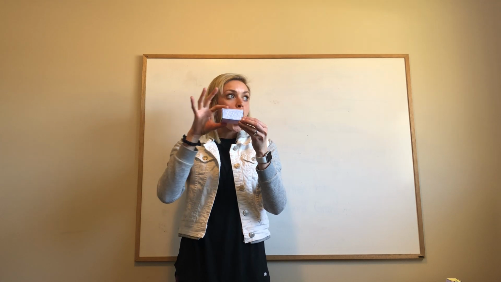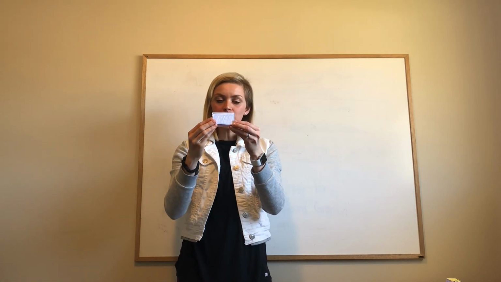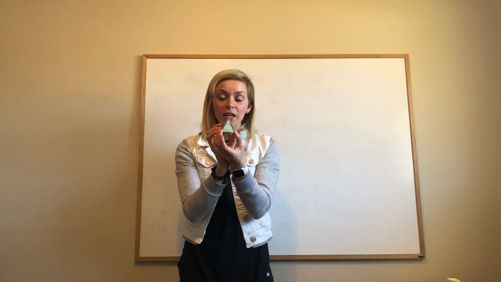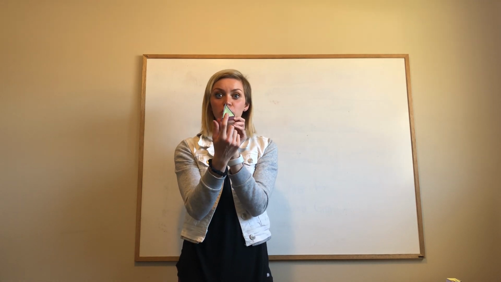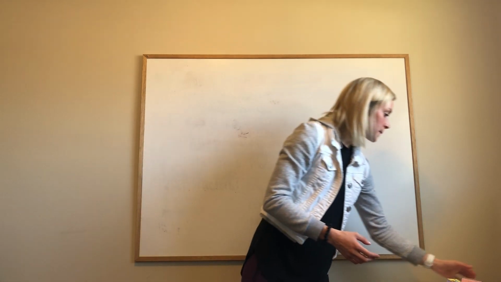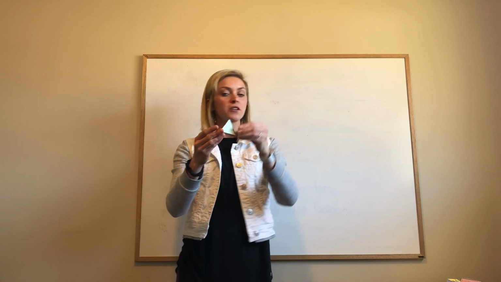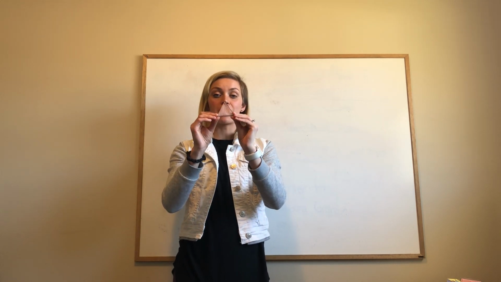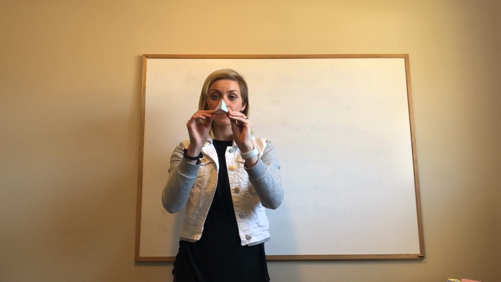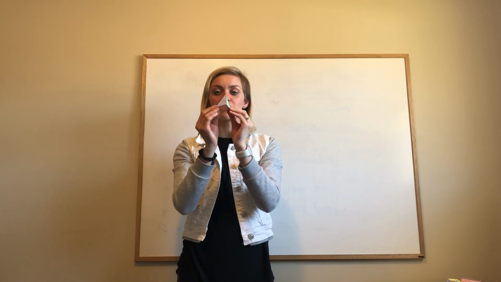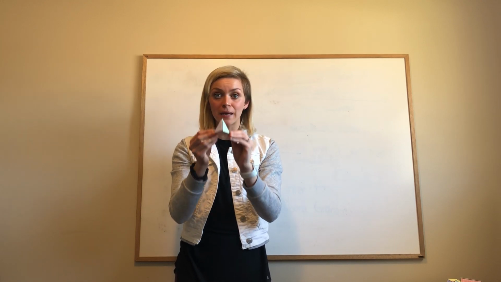Triangular prism, again, is made up of long rectangles making up the sides. But this one's a triangular prism because the ends are triangles. A triangle pyramid, because the base shape is a triangle, and the sides are made up of triangles. That's how you know it's a pyramid.